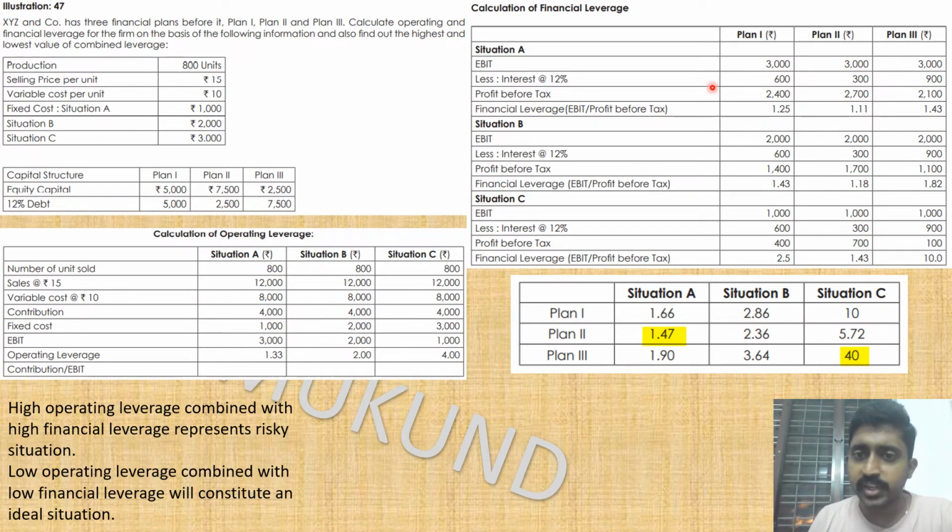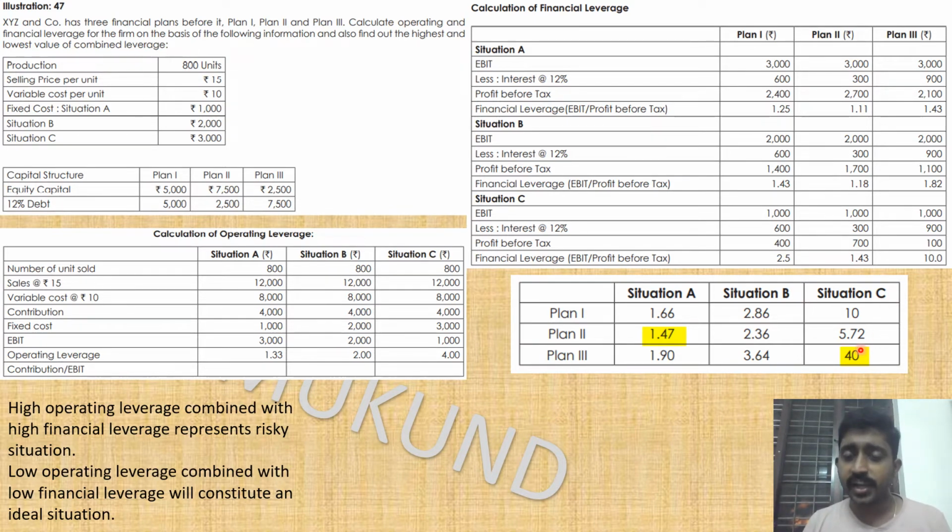So after reducing the interest, you can find the profit before taxes, and you have the EBIT divided by profit before tax. You can find the financial leverage. So we have 3 EBITs, and for these 3 EBITs you have 3 plans. So you can find, for situation A, what the financial leverage is, for situation B, what the financial leverage is, and for situation C, what the financial leverage is. Now we are making the table and plotting all this: plan 1, plan 2, plan 3, and situations A, B, and C.